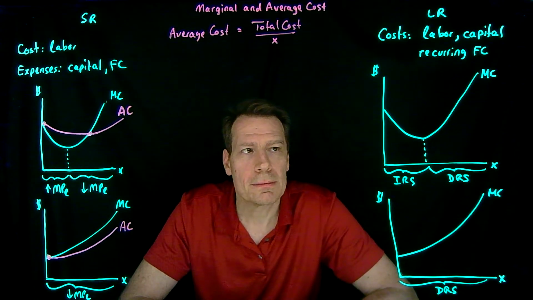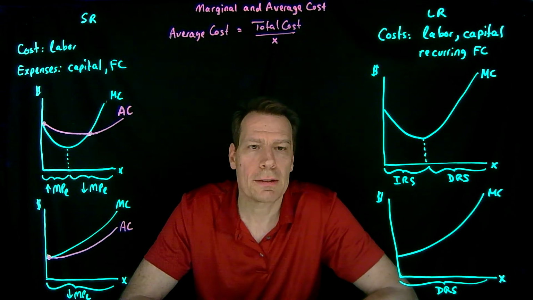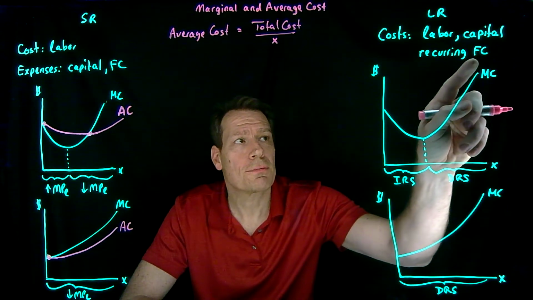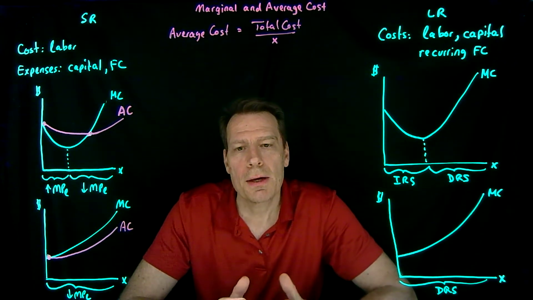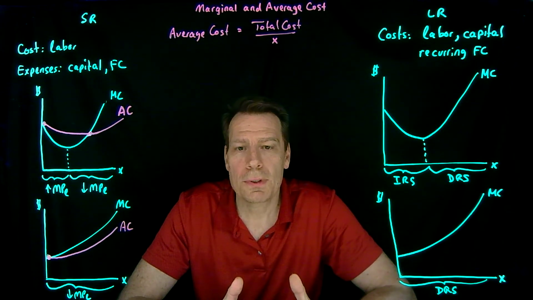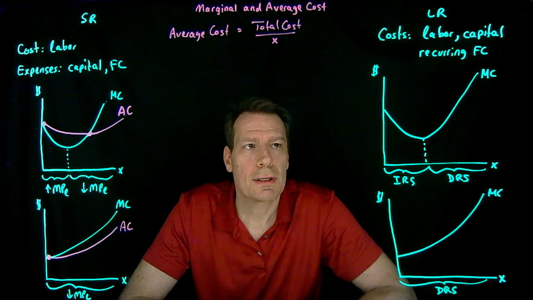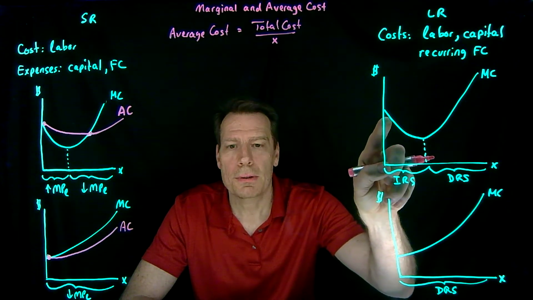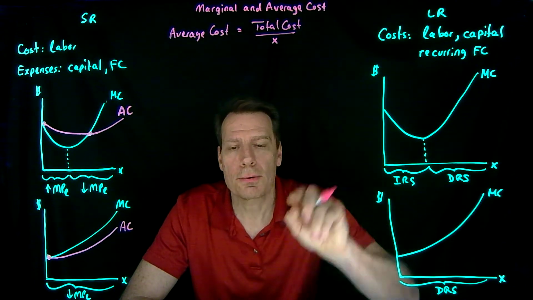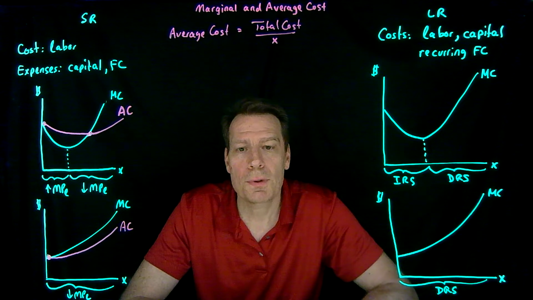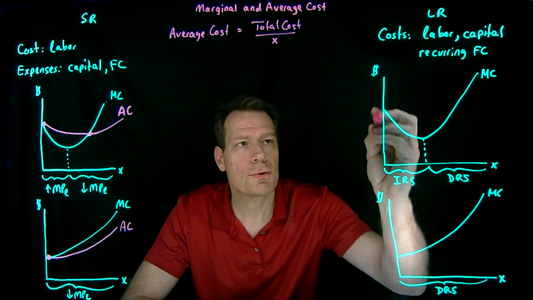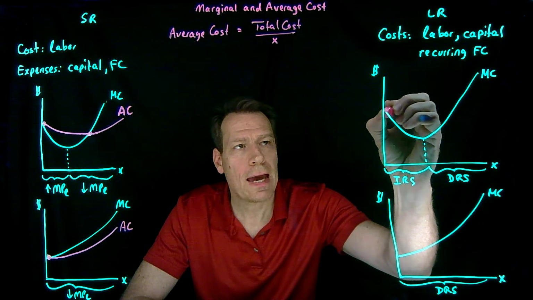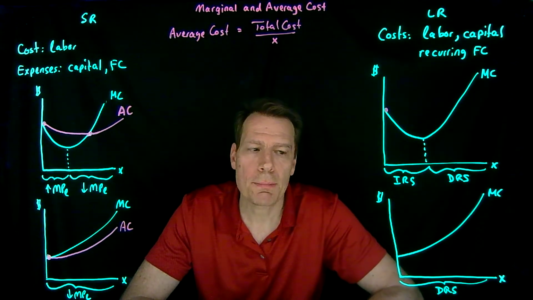What about the long run? Well, the same thing's going to hold in the long run, as long as we don't have recurring fixed costs. So suppose we ignore the recurring fixed cost. Then the marginal cost of the first unit is the total cost of the first unit, which then also becomes the average cost of the first unit.